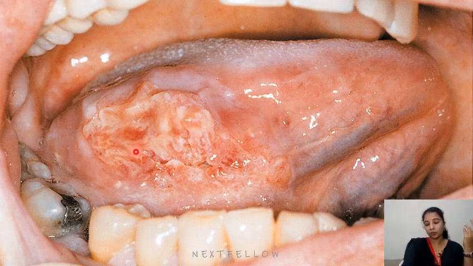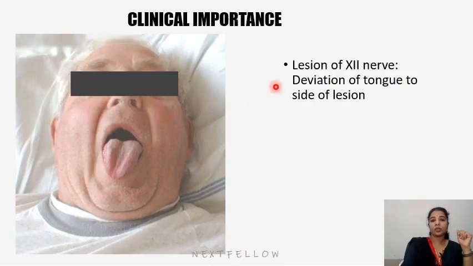We can see ulcerations of the tongue. An ulcer may turn into a chronic ulcer, and sometimes may turn into cancer, especially due to artificial dentures. A lesion of the 12th cranial nerve results in deviation of the tongue to the side of the lesion. Please note down: deviation of the tongue to the side of the lesion occurs in a unilateral lesion of the hypoglossal nerve.